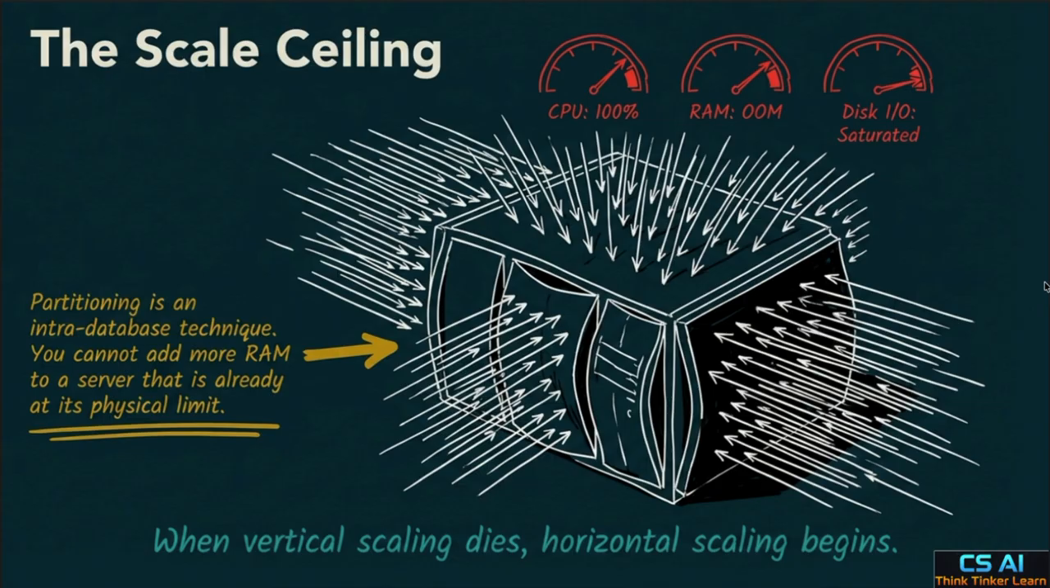Eventually you hit the scale ceiling. Partitioning is an intra-database technique. It lives inside one box. If your CPU is pegged at 100% or your disk IO is saturated, you simply cannot add more RAM to that physical server. When vertical scaling dies, horizontal scaling begins.